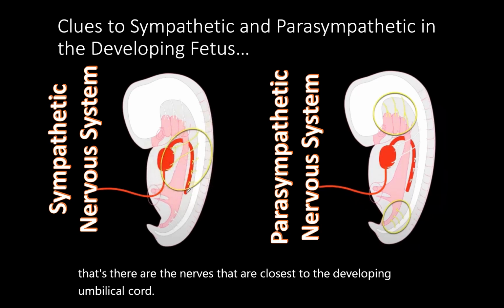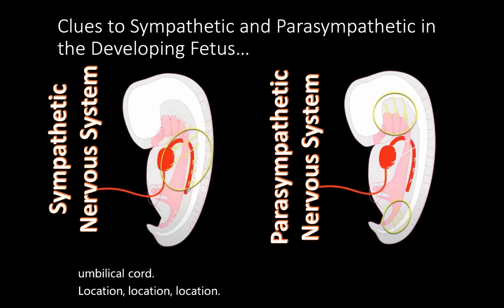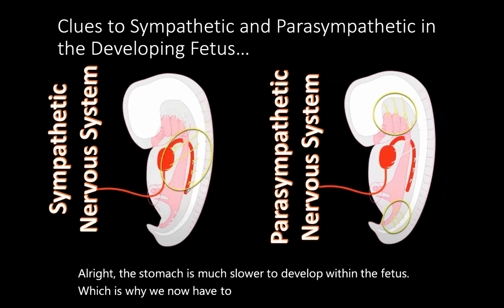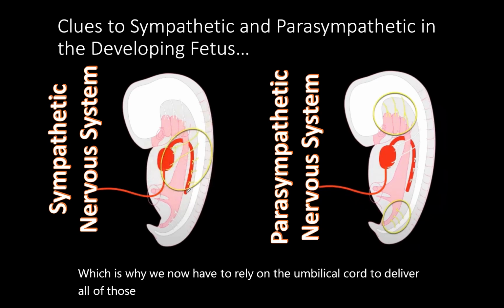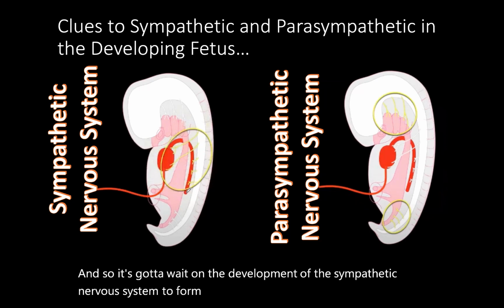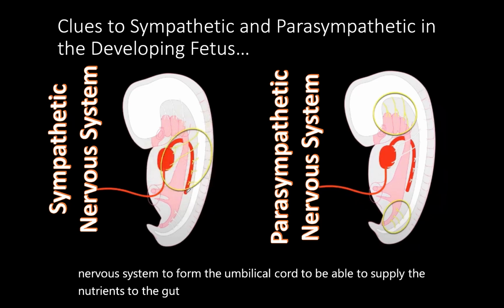Location, location, location. All right? The stomach is much slower to develop within the fetus, which is why we now have to rely on the umbilical cord to deliver all of those nutrients. Right? And so it's got to wait on the development of the sympathetic nervous system to form the umbilical cord to be able to supply the nutrients to the gut tube to begin to differentiate.